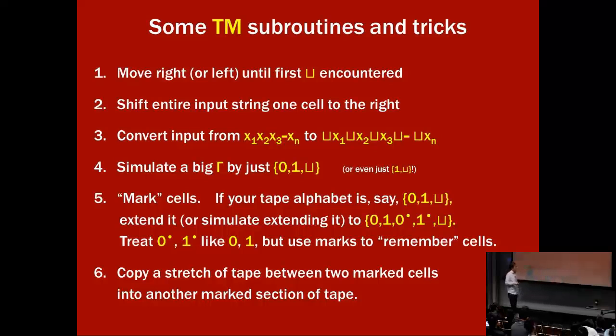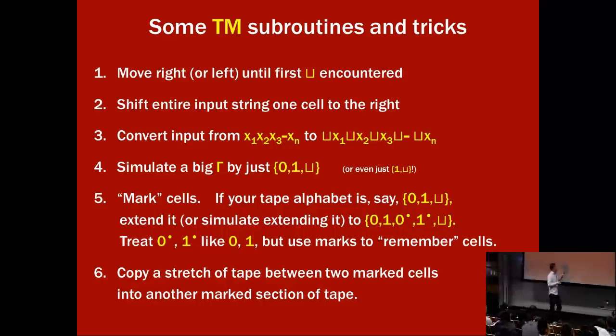Now why is this a good idea? It gives you a little bit more space to do some computation. And in particular, one thing you can do is, imagine your tape alphabet is just 0, 1, and blank. But you really wish you had a couple more symbols, like pound.